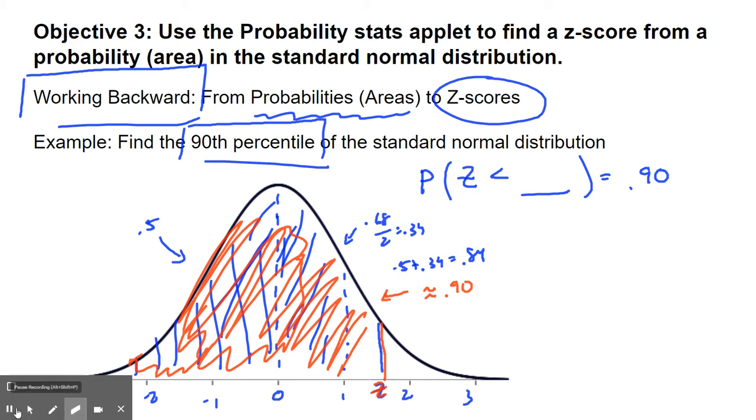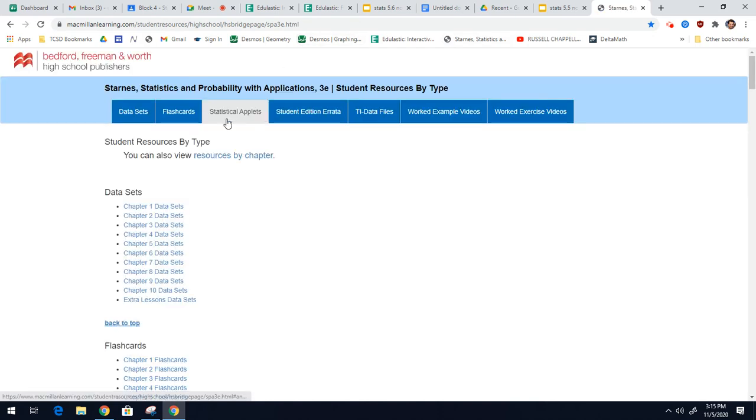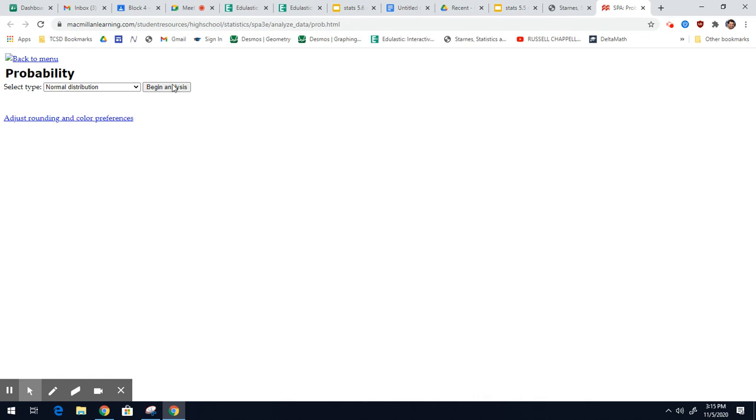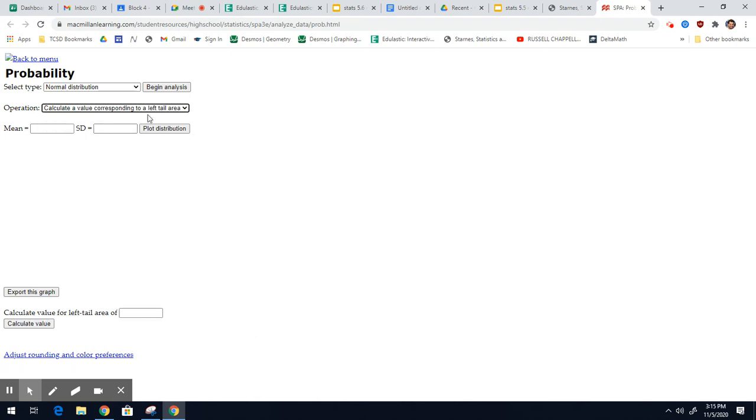Well, let me show you. When we go to the probability stats applet, we're going to still choose probability. We're going to still choose our normal distribution, begin analysis. Now, notice your operation. Instead of calculating an area, now we're going to calculate a value. And notice it says left tail.